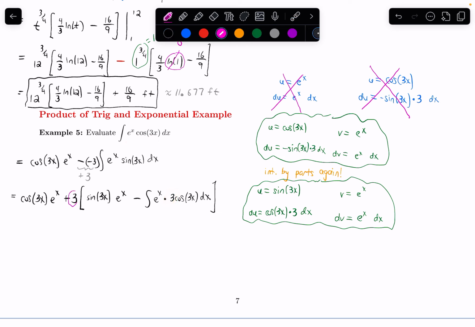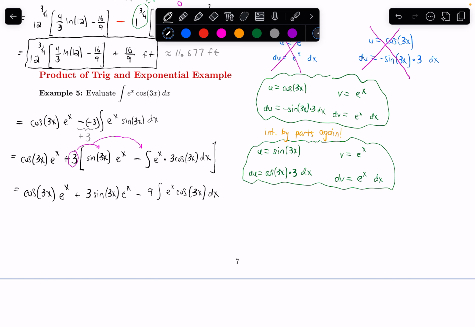Okay, so how does that work? We have this 3 in front of the whole bracket. I'm going to take that and distribute it to this first term and to that second term, that integral. So doing that, it gives us in front cosine of 3x e to the x. We distribute the 3 to get plus 3 sine of 3x e to the x. And distributing to the integral, we'll get a minus 9 pulled in front times the integral of e to the x cosine of 3x dx.